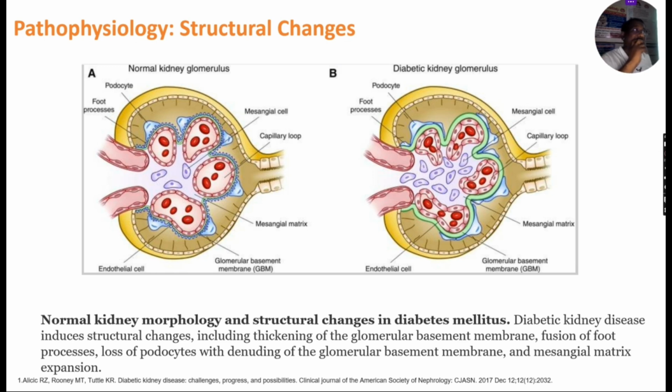That is the reason, when you are in doubt, not all kidney disease in diabetes is because of diabetic kidney disease. Sometimes it is non-diabetic kidney disease in a diabetic individual. So when you are in doubt, we get a kidney biopsy. See, normal kidney morphology and the structural changes. Diabetic kidney disease induces structural changes, including thickening of the glomerular basement membrane, fusion of the foot processes, and loss of podocytes, with denuding of the glomerular basement membrane and mesangial matrix expansion.